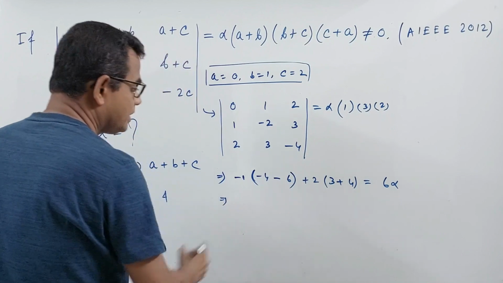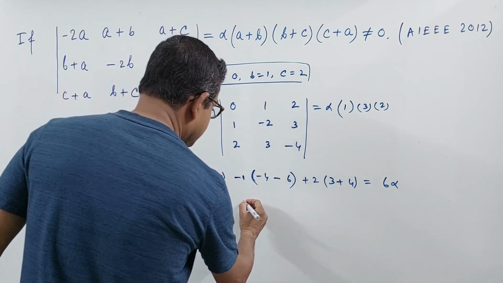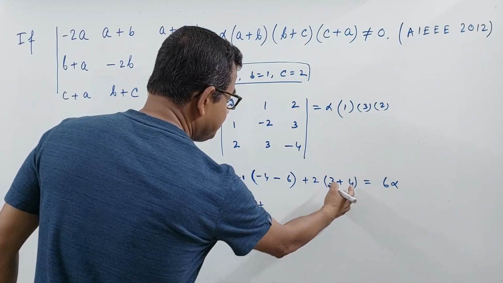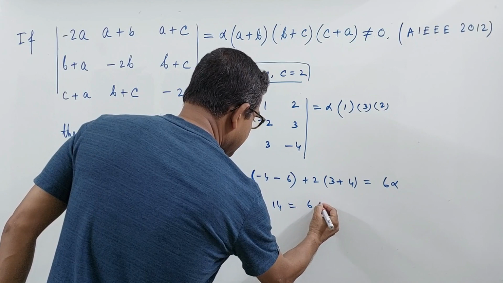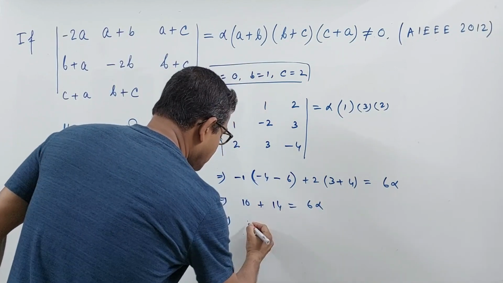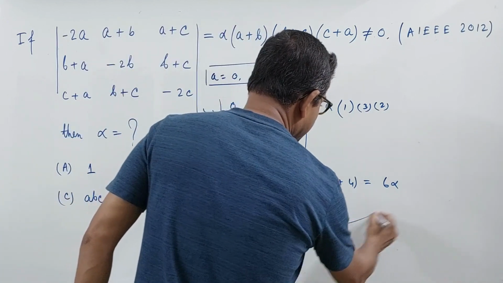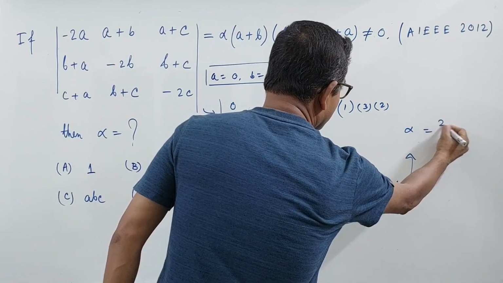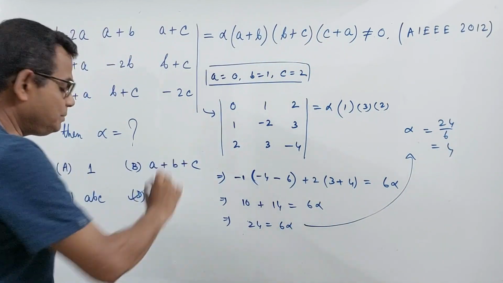So we get minus 4 minus 6, that is minus 10, minus 10 into minus 1, that is 10, plus 3 plus 4, 7, 7 into 2, that is we get 14 here, 6 alpha. So 10 plus 14, that is 24, equal to 6 alpha, and we get alpha equal to 24 by 6, that is 4. So D is the right answer.